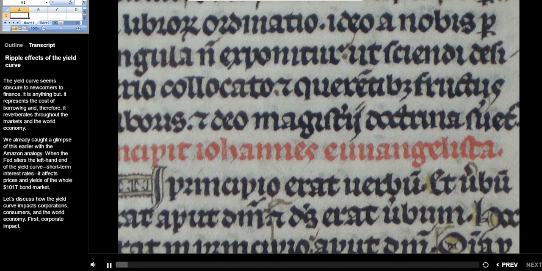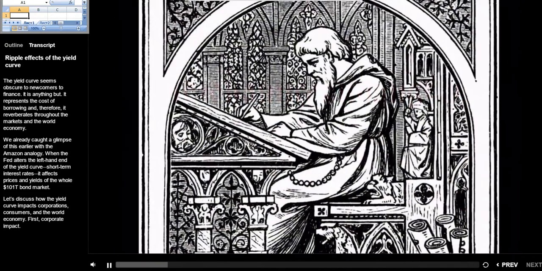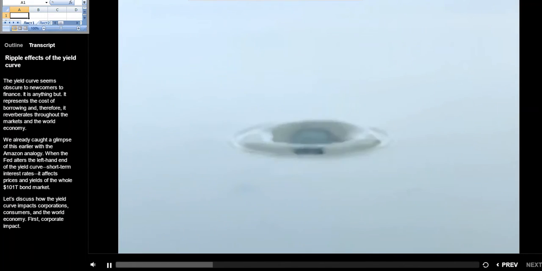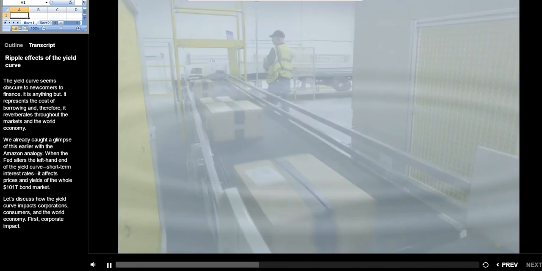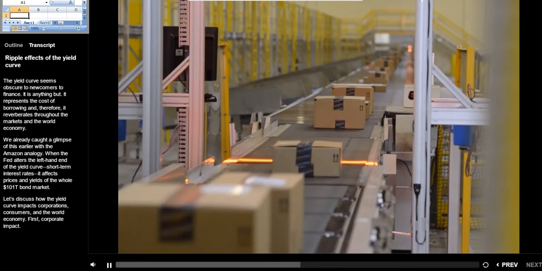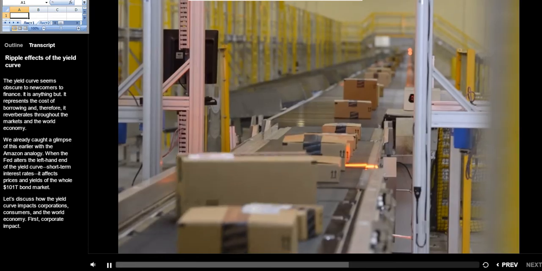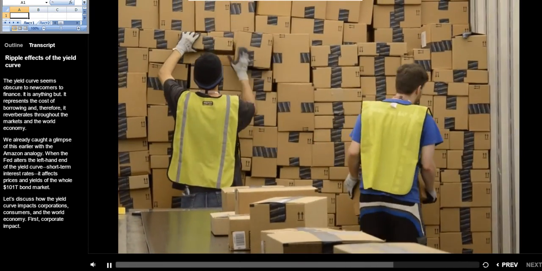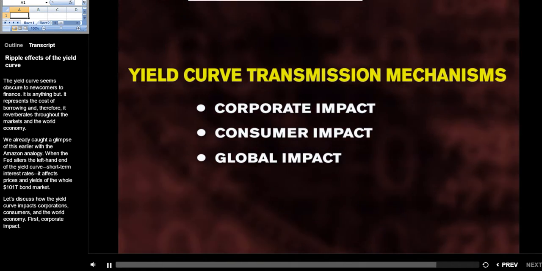The yield curve seems obscure to newcomers to finance. It is anything but. It represents the cost of borrowing, and therefore it reverberates throughout the markets and the world economy. We already caught a glimpse of this earlier with the Amazon analogy. When the Fed alters the left-hand end of the yield curve, short-term interest rates, it affects prices and yields of the whole $101 trillion bond market. Let's discuss how the yield curve impacts corporations, consumers, and the world economy.